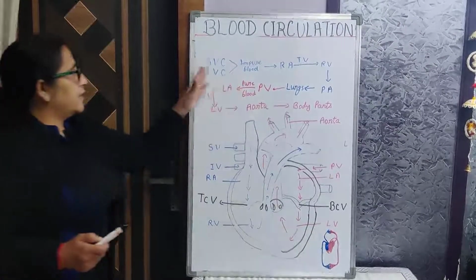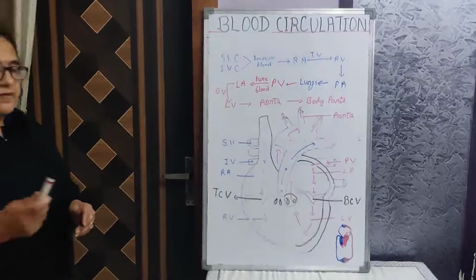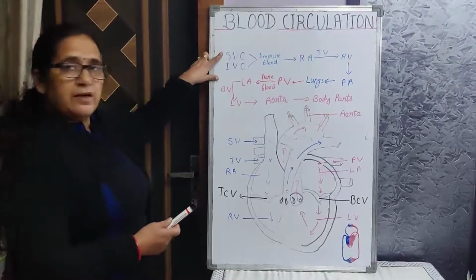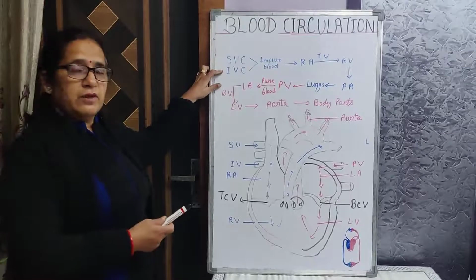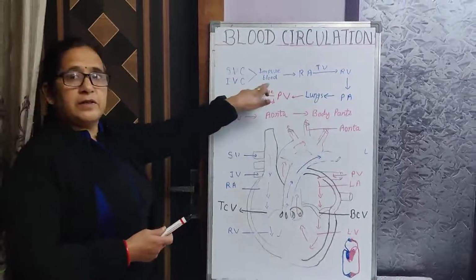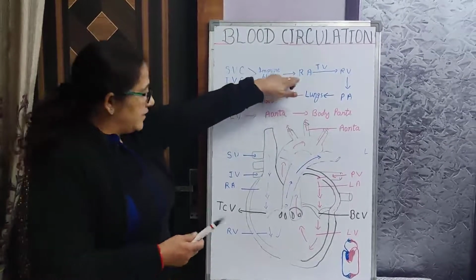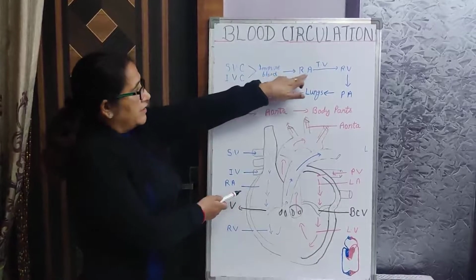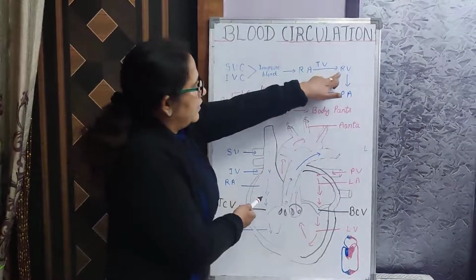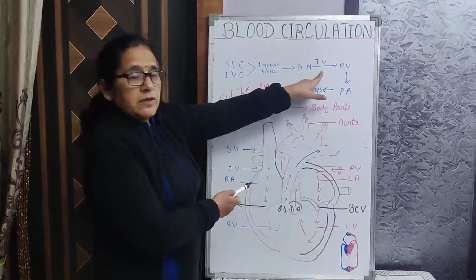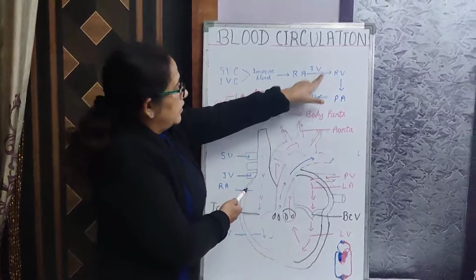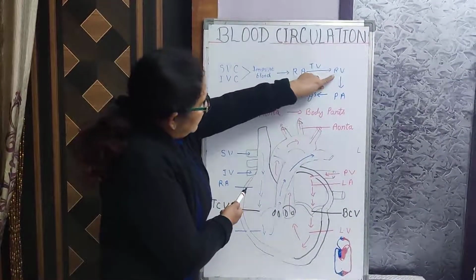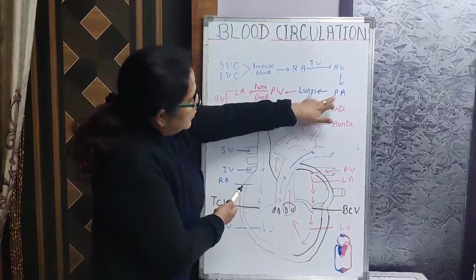Again I am recapping whatever I have taught. This is the superior vena cava, this is the inferior vena cava. They are collecting the impure blood. It is reaching the right auricle, and after that the right ventricle. In between there is a valve which allows the blood to go there.